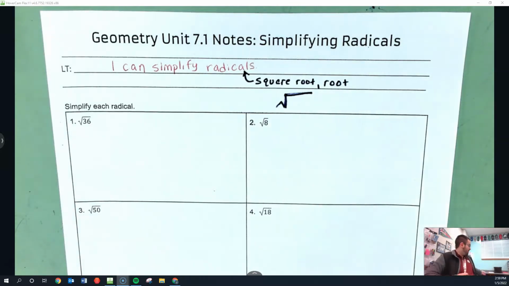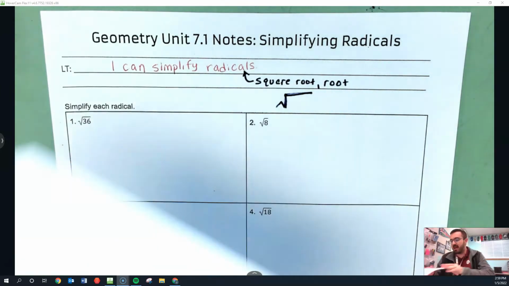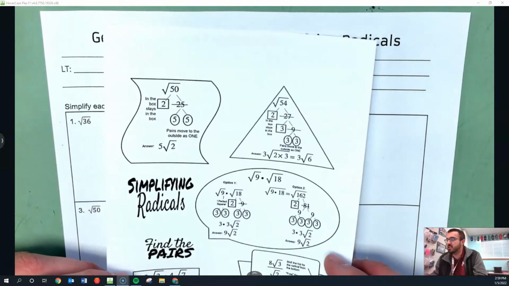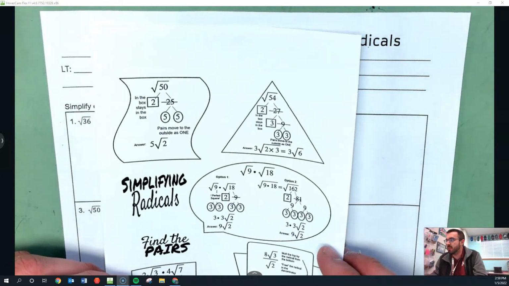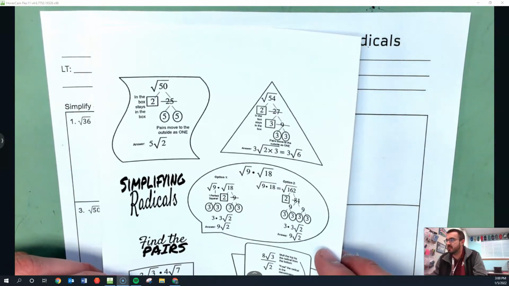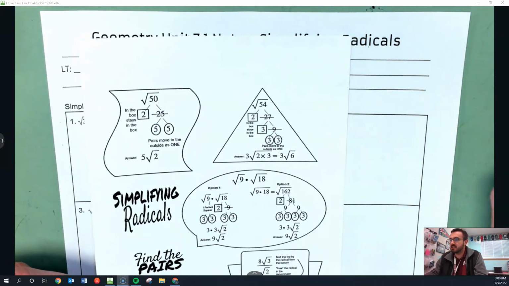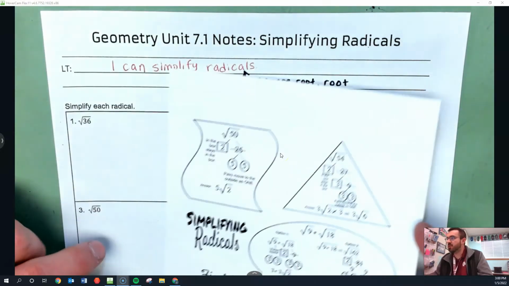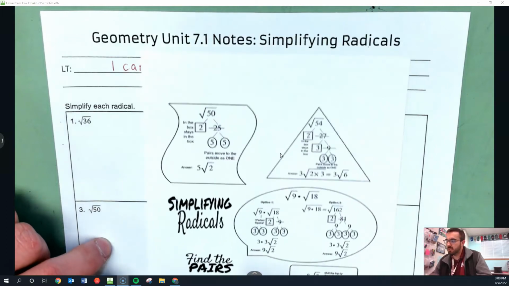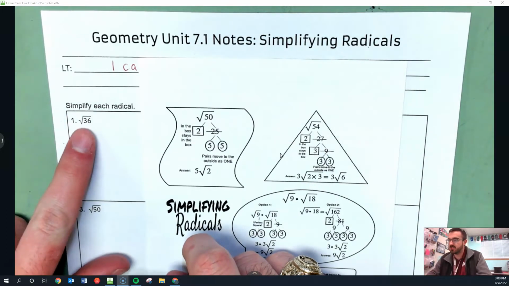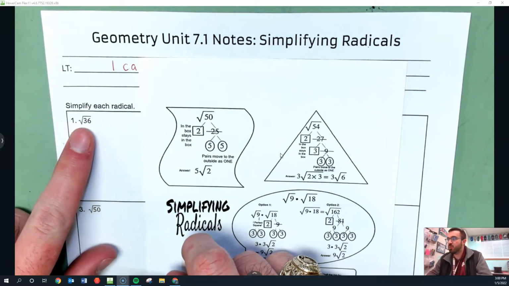If you have been to class, or if you haven't, I would ask your teacher for one of these cheat sheets that you can use in your playbook. I'm going to be referencing this throughout the process. First step when you're simplifying any radical is you are going to first ask yourself, okay, the square root of 36. Is this a perfect square?